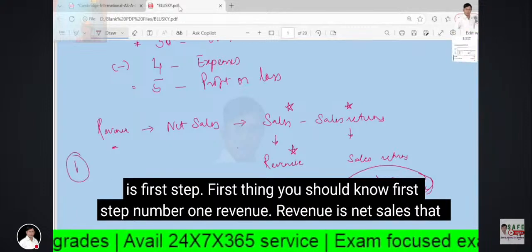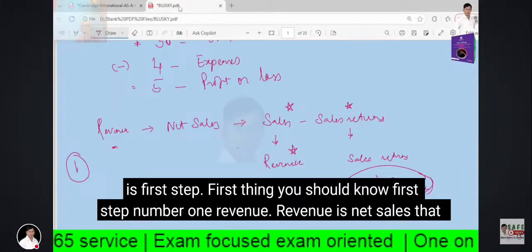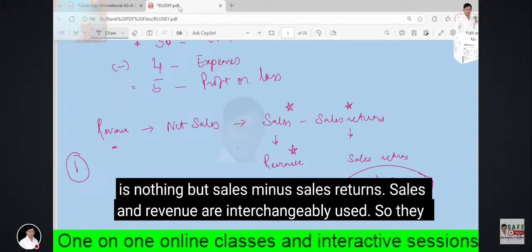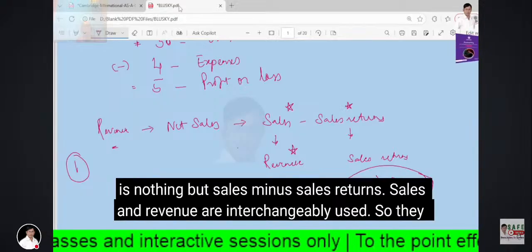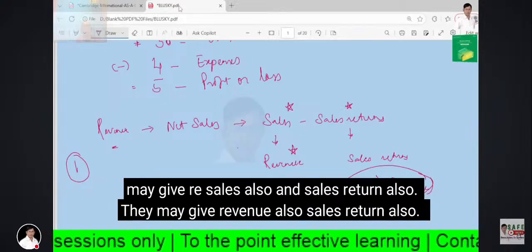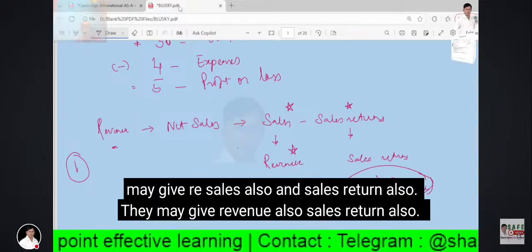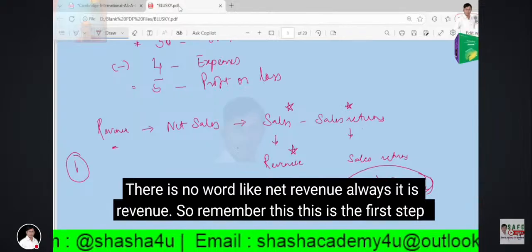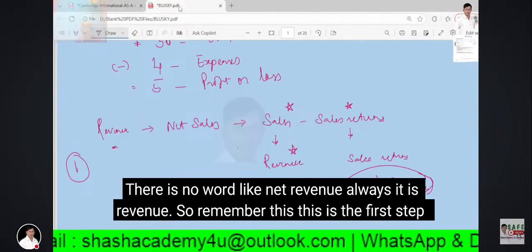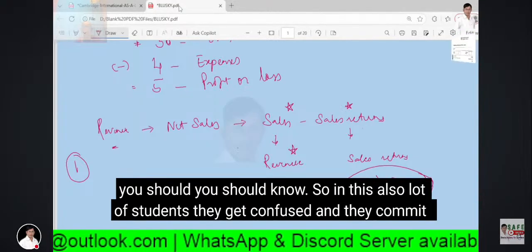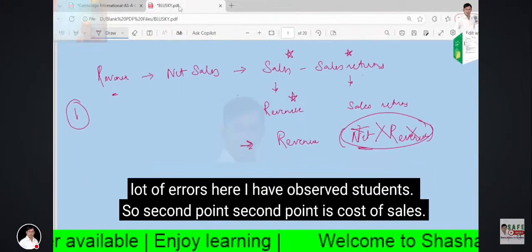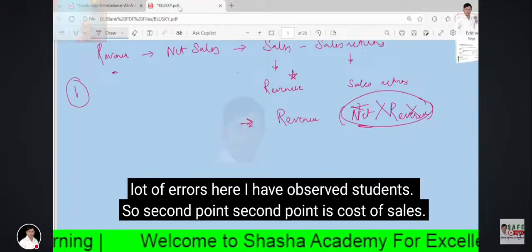Step number one: revenue. Revenue is net sales. That is nothing but sales minus sales returns. So sales and revenue are interchangeable. The question may give sales and sales return, or revenue and sales return. There is no such word as net revenue. Always it is revenue, so remember this. This is the first step. In this, a lot of students get confused and commit a lot of errors. I have observed this.